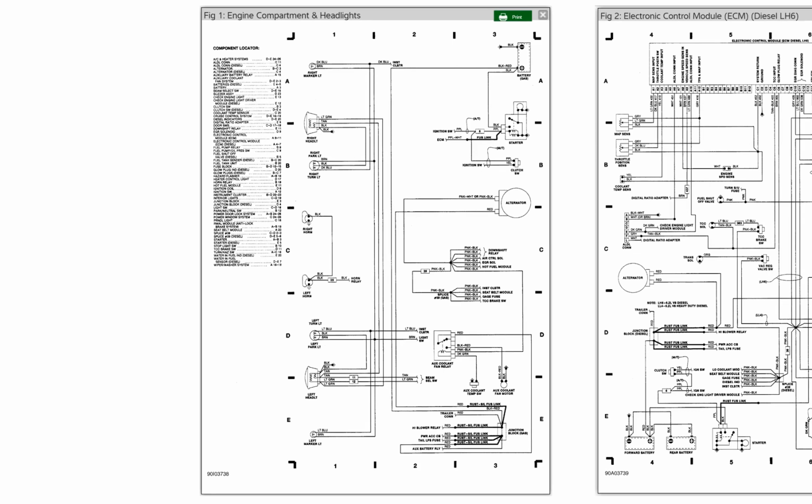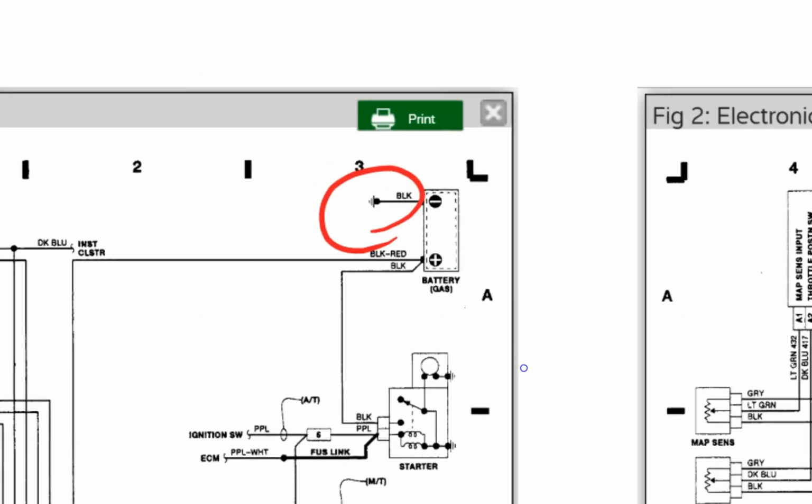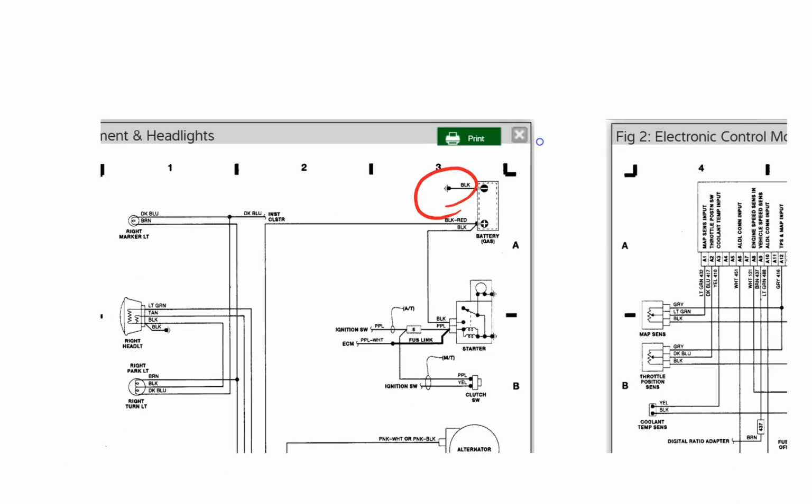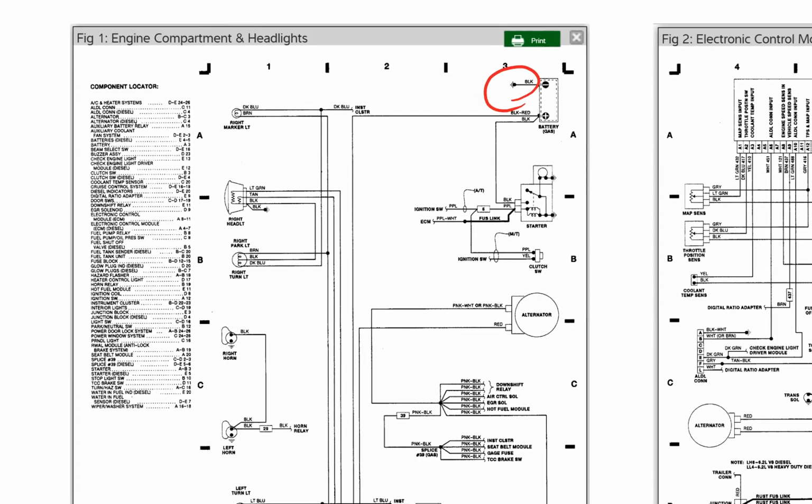You'll see here that we have several symbols, and this one I want you to take notice of. This is a ground symbol. I'll zoom in on that a little bit. So that's a symbol of a ground. You can see our battery here, positive and negative. If this is a truck, it'll either say gas or it'll say diesel. And if it was a diesel, it'll have two batteries.